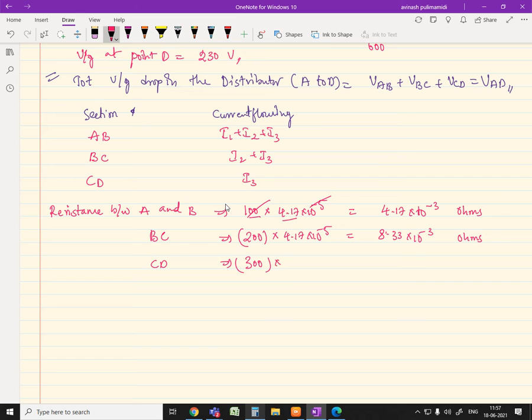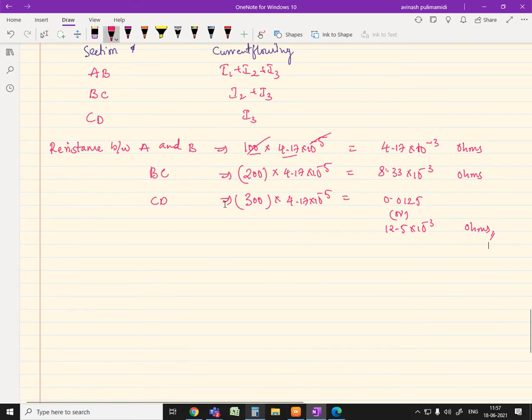300 into 4.17 into 10 power minus 5. Here how much it is? 0.0125, or else 12.5 into 10 power minus 3 ohms. Okay, now we got all values.